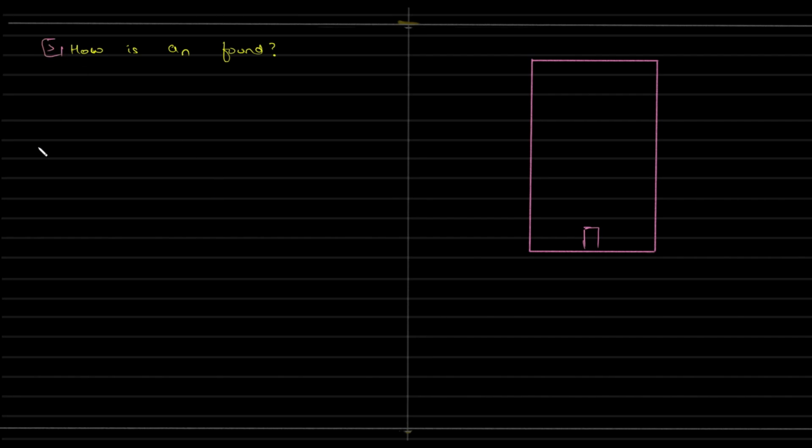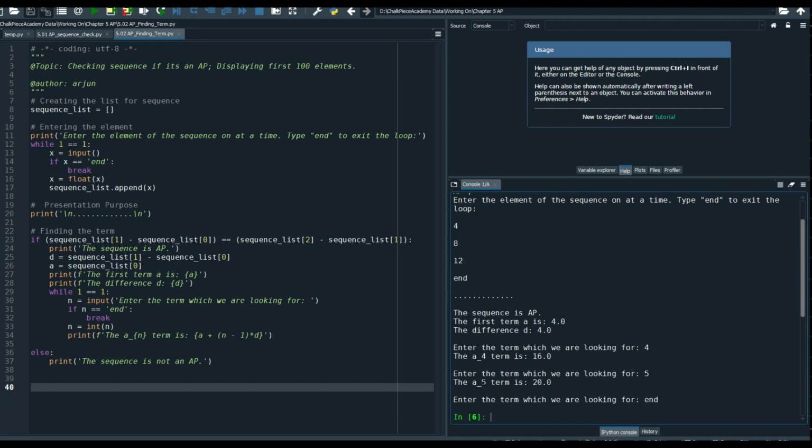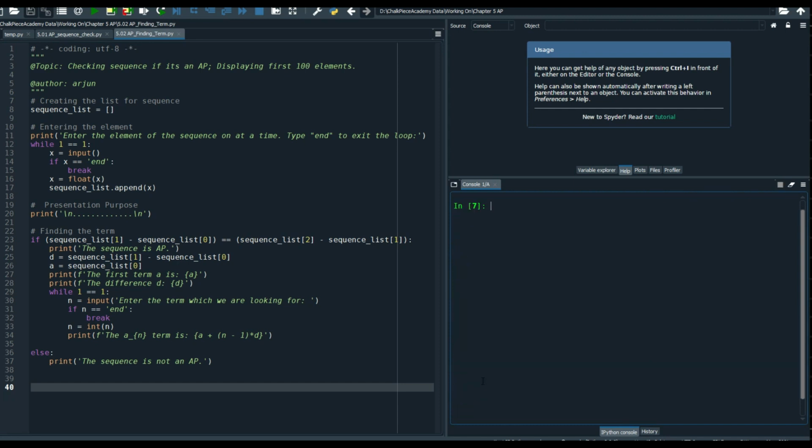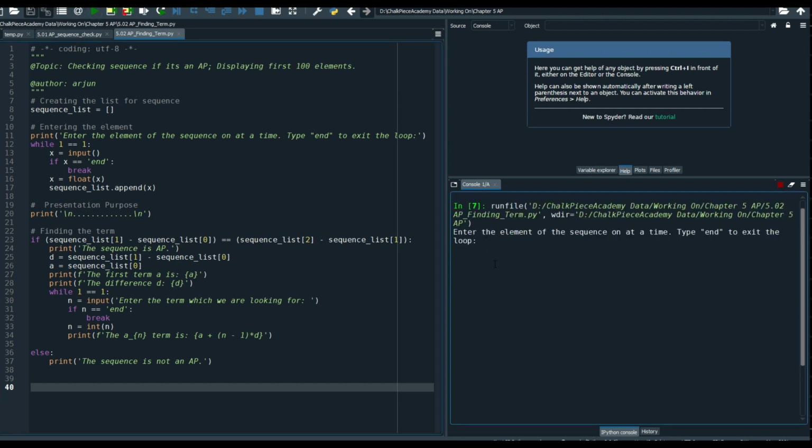So now we're looking at how AN is found. Here I have the code which takes in the sequence and shows you which is the first term, common difference, and if the sequence is an AP or not. If I enter the term which we are looking for, like say fourth term.